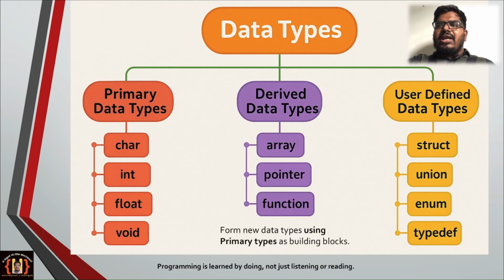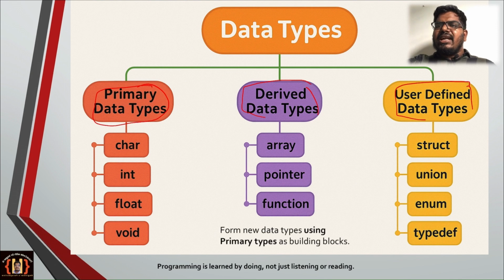Now there are basically different data types. One is primary data types, another is derived data types, and next is user defined data types. Primary data types have names such as character, integer, float, and void. We'll see these important data types in detail. Character is one, integer is another, float is another, and void is basically no data type.